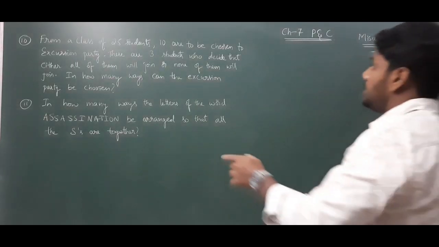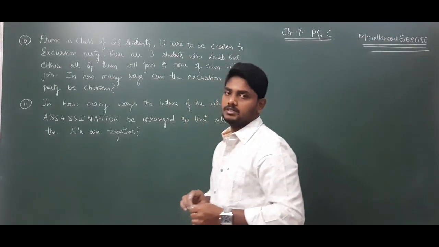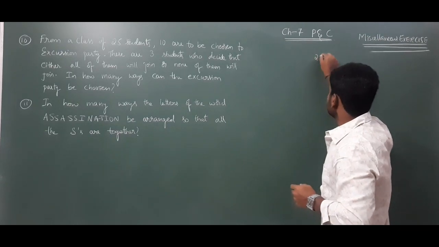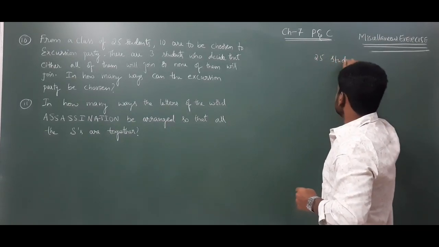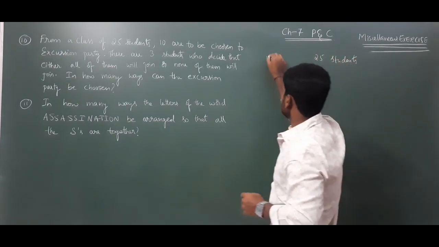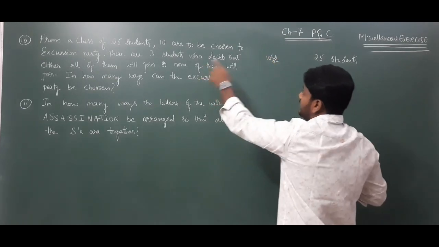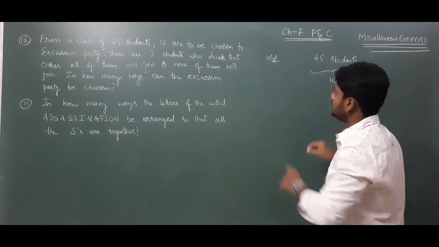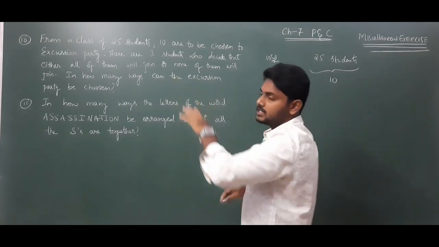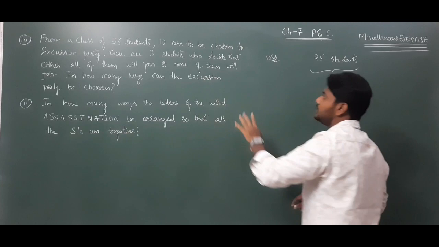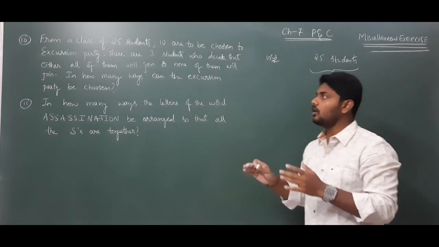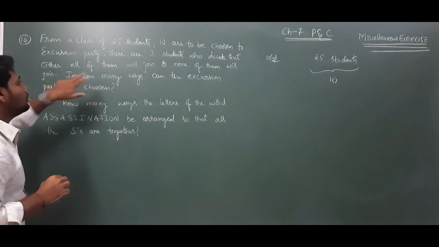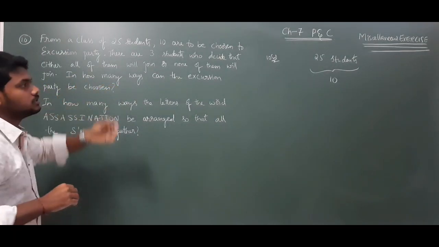Next, question number 10, observe. From a class of 25 students, ten are to be chosen. See, from this 25, how many we need to choose? 10 are to be chosen for an excursion party. There are 3 students who decided that either all of them will join or none of them will join. In how many ways can the excursion party be chosen?